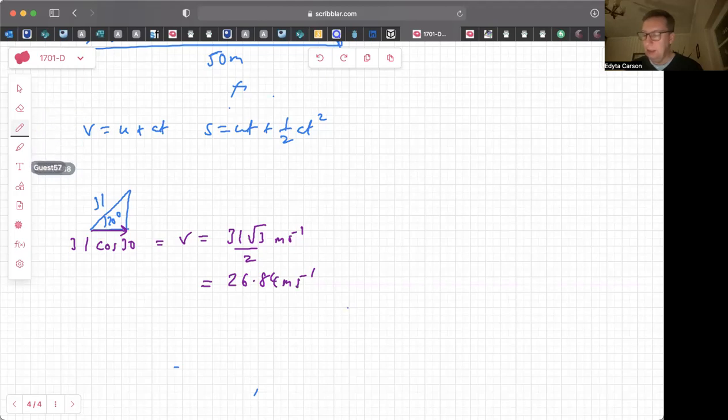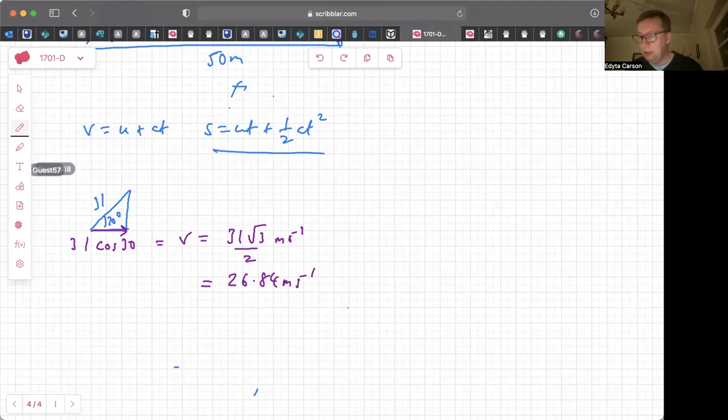because we can use the other equation, S equals UT plus half AT squared, but A is 0 horizontally. It doesn't speed up, doesn't slow down horizontally, just going towards that goal, because the two parts of the flight are independent of each other. The vertical part and the horizontal part are independent.